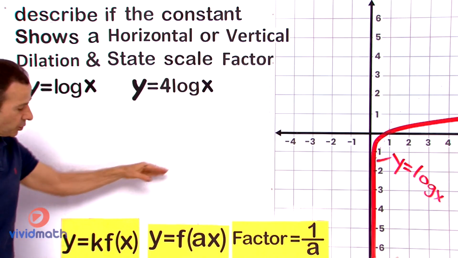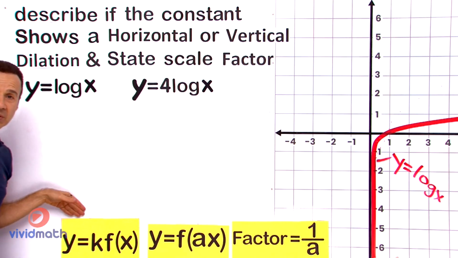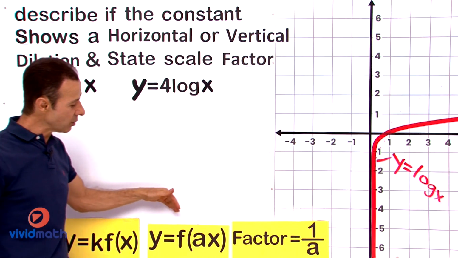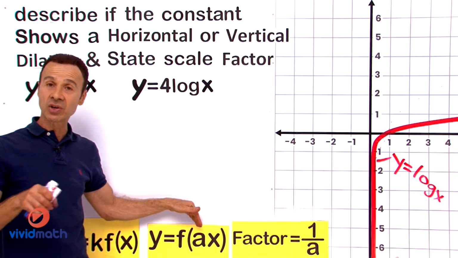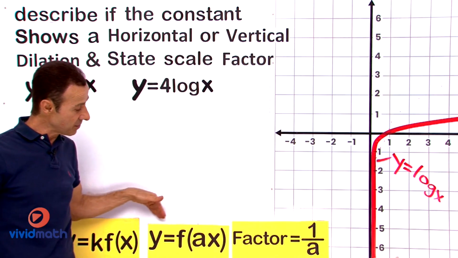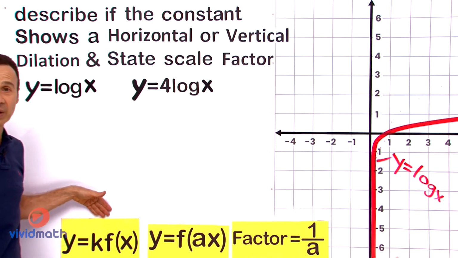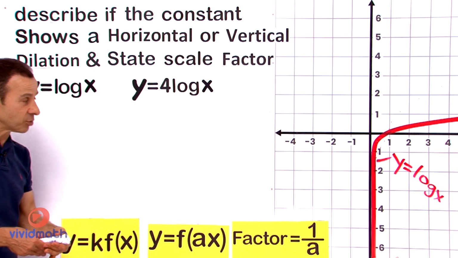Now, is it in this format where y equals k f(x), and that's a vertical dilation, where k is the vertical dilation factor, or is it y equals f(ax), where a is related to the horizontal scale factor, and that being a horizontal dilation? So is it this one or is it this one? Well, it actually looks more like this one. Let me just put this in the right format and you'll be able to see that.